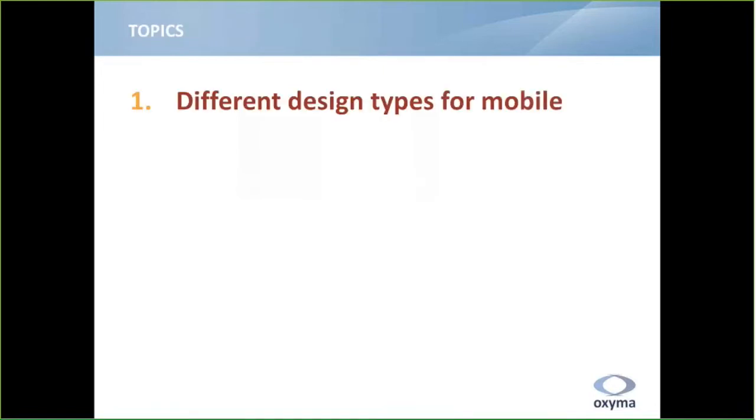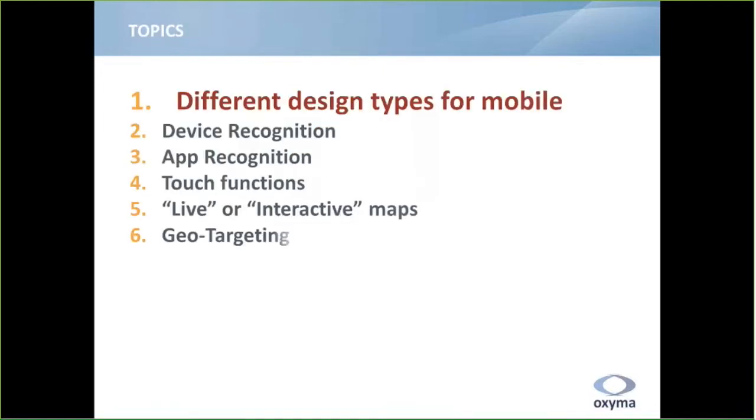Okay, so the topics we're going to look at today, consider mobile solutions, is the different types of design, device recognition, app recognition, some touch functions to create the interaction, live maps in email and in web, how you use that and the next steps, some geo-targeting, and the last one is the sort of restriction between devices and apps.